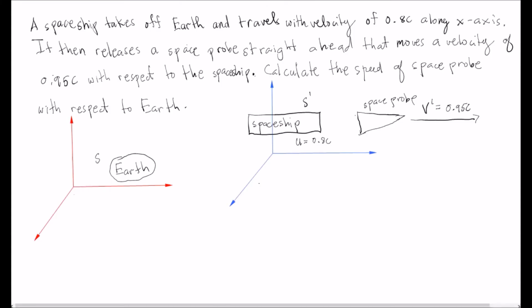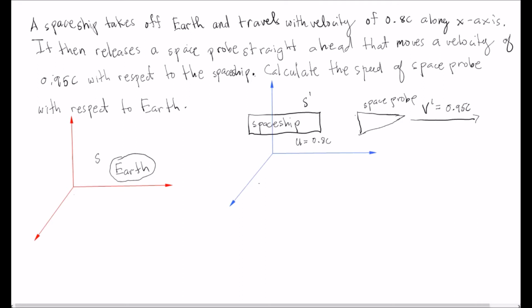Previously, we obtained the correct rules for transforming velocities from one frame to another using the Lorentz Velocity Transformation, also known as relativistic velocity addition. So this time we're going to solve problems involving the Lorentz Velocity Transformation. This is the first problem.